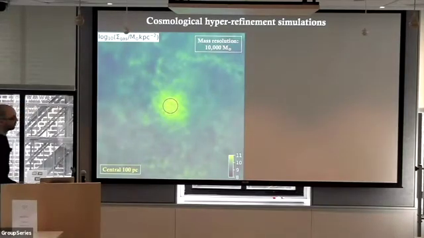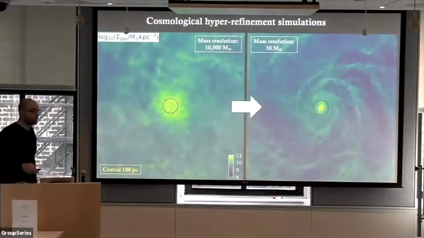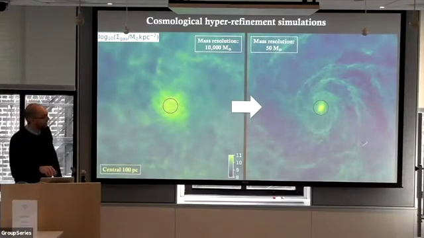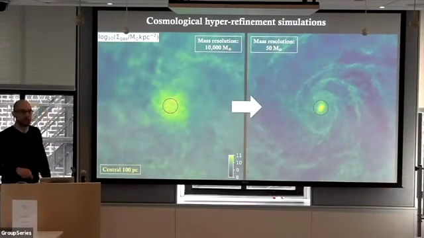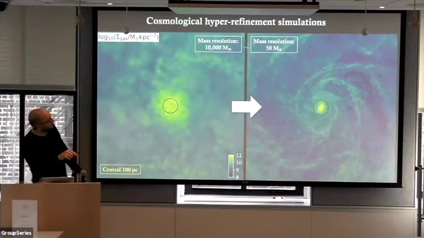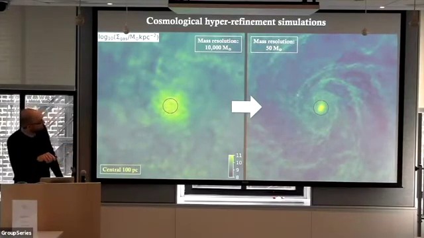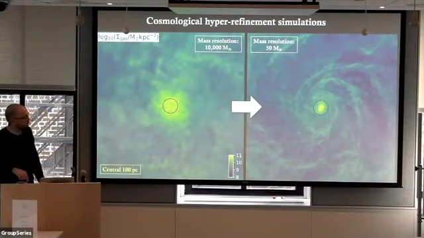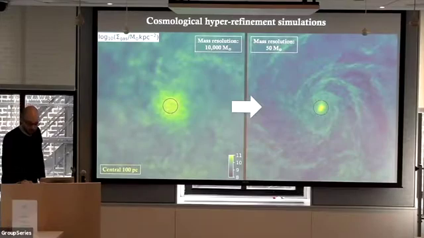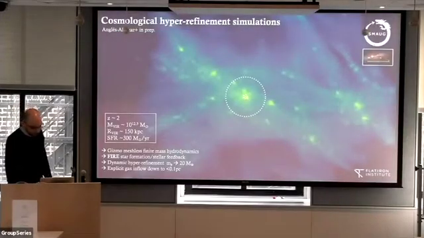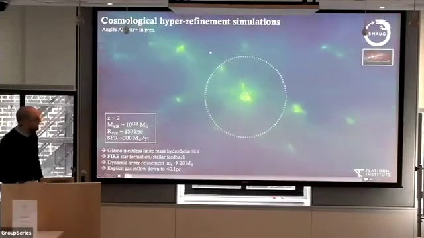Now, when we switch on the particle splitting, the same central 100 parsecs becomes very well resolved. Where here there was just a hint of some spiral structure, here it becomes very, very well resolved, and we see all kinds of structure. So this is my advertising slide.